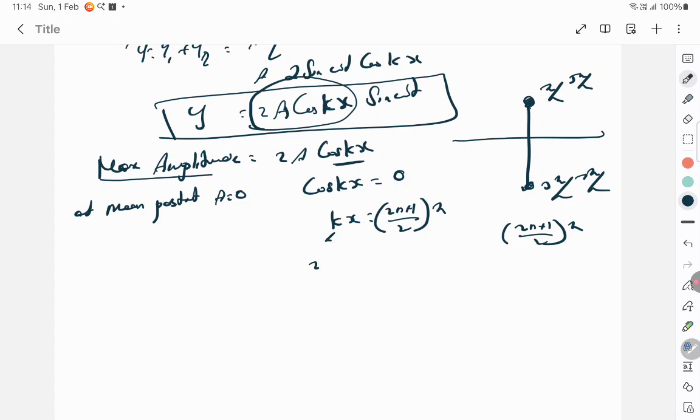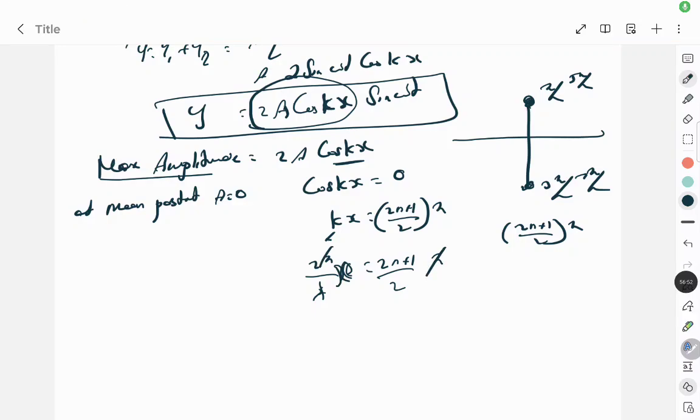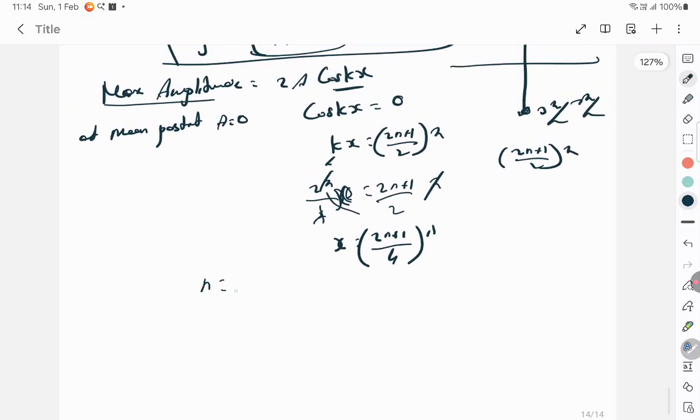Instead of k, you can write 2π/λ, so (2π/λ)x = (2n+1)/2 times π, where π and π get cancelled. You can write an expression for x. And what is x here? It's (2n+1)/4 times λ. Put n = 0 here, you get x = λ/4.